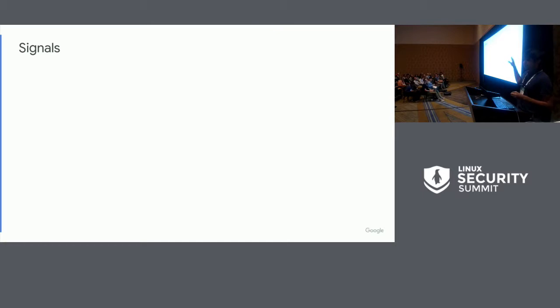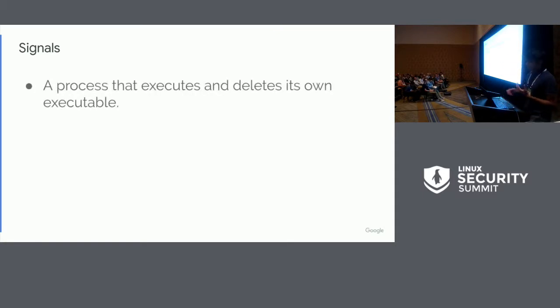I'm also going to talk about signals other than just environment variables. Think of a process that executes and deletes its own executable. That's a signal that you get. People do that. When I'm working on my workstation, I could do that, just remove that stuff. It doesn't imply that I mean harm to the system or the organization, but it could be an indicator of something bad happening on the system.